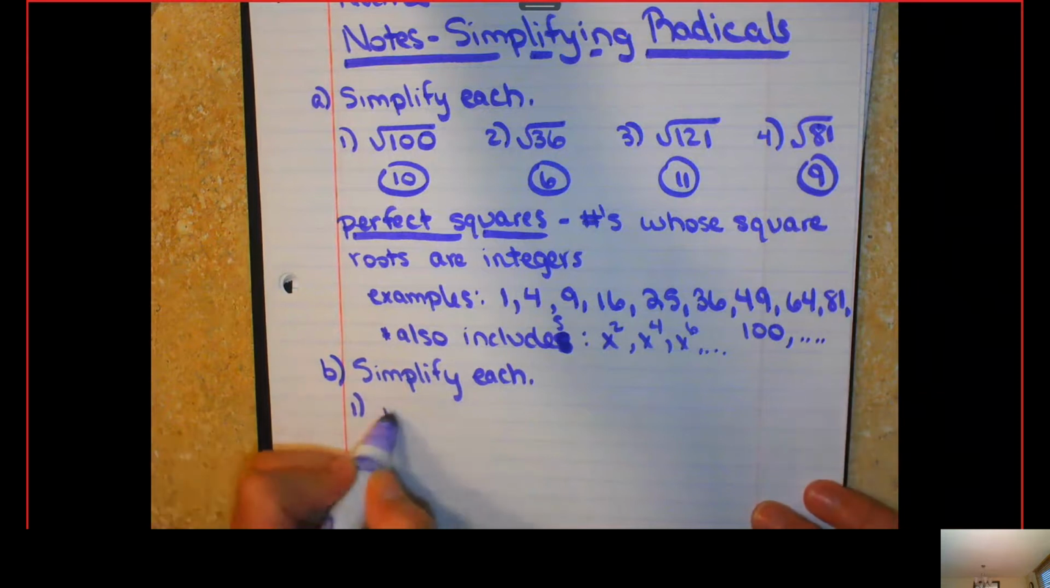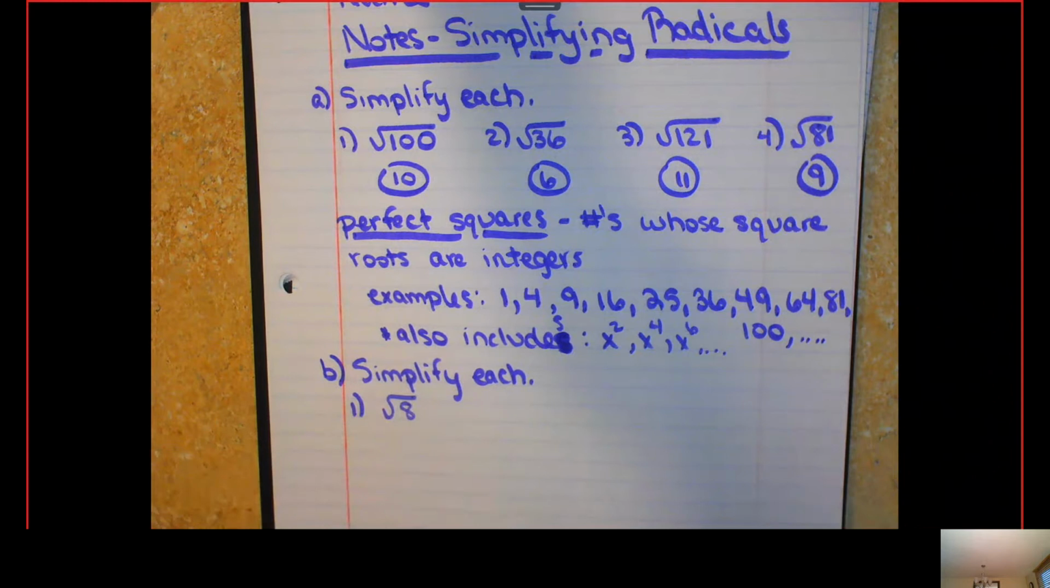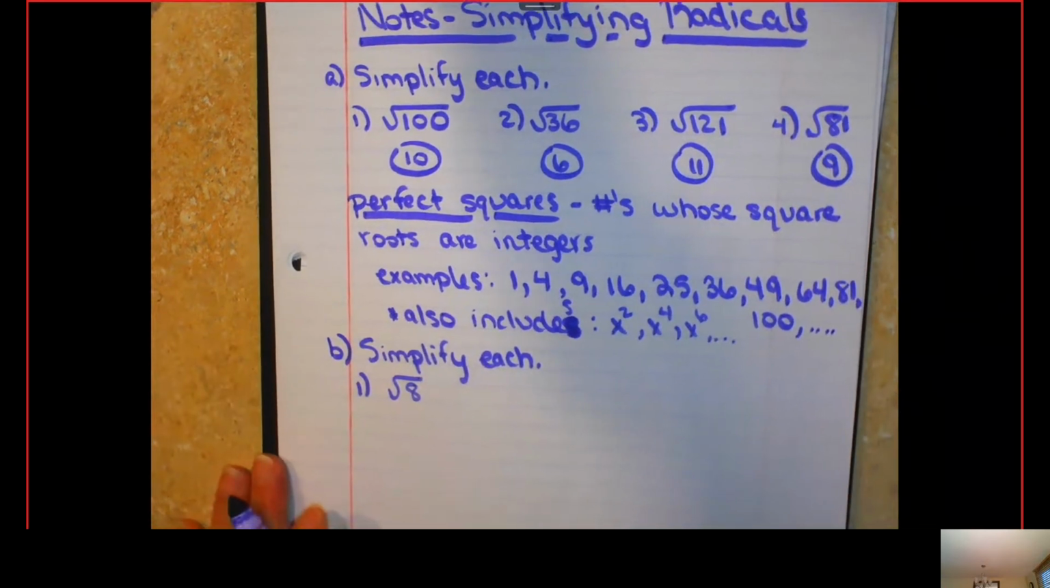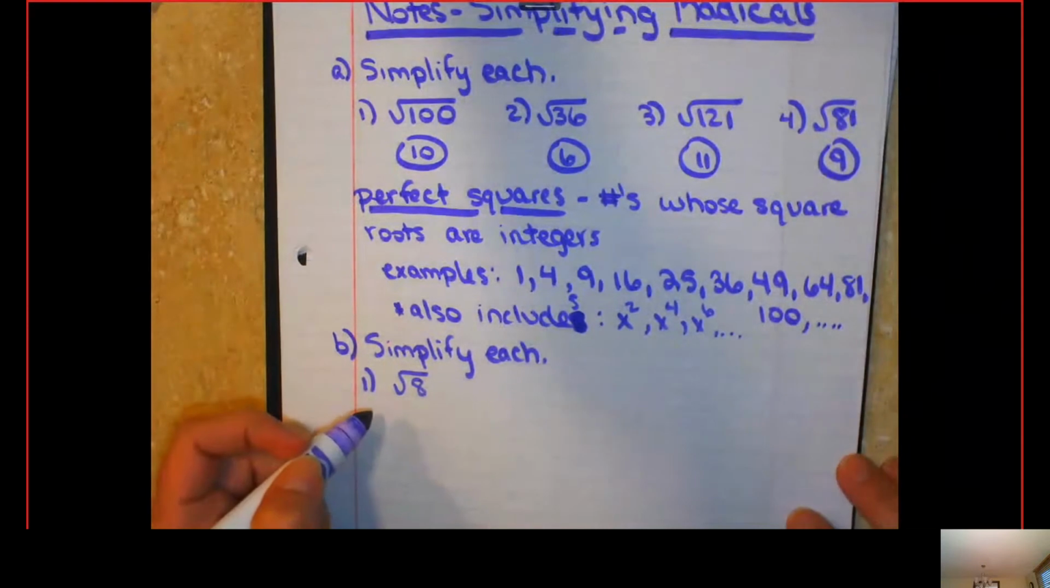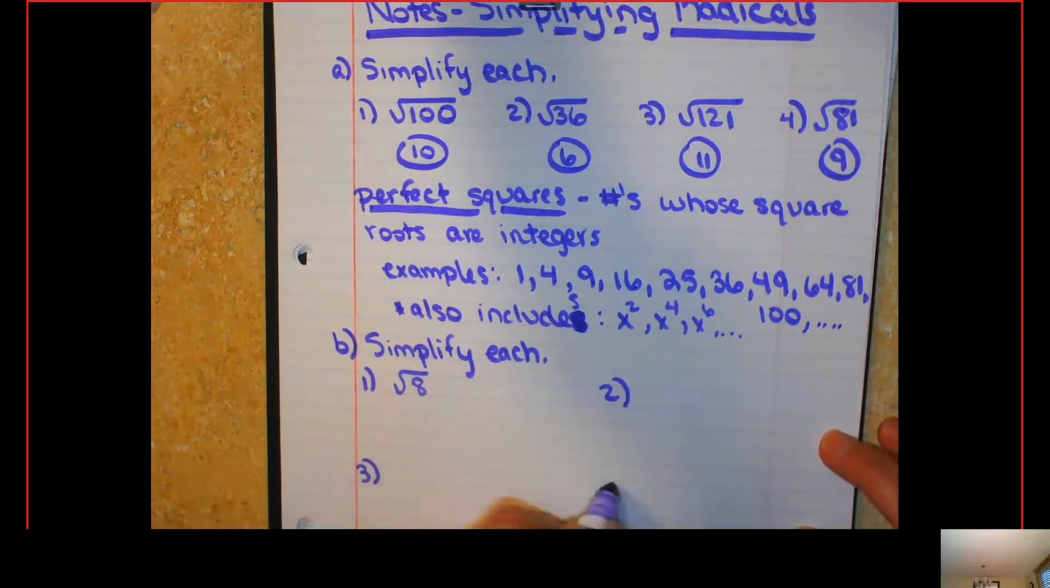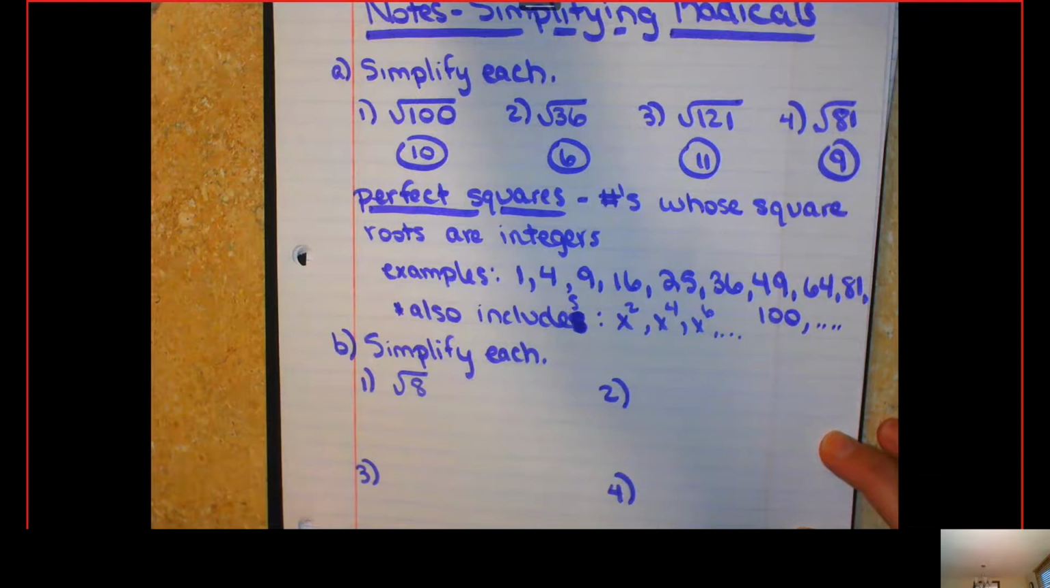So example 1 is going to be radical 8, which is also known as the square root of 8. Here's how we simplify this. In order to simplify, we have a little property that I want to put at the bottom. I'm going to put 5 examples here. I want to make sure I have enough room. So I'm going to do example 1, example 2, example 3, example 4, and then example 5.